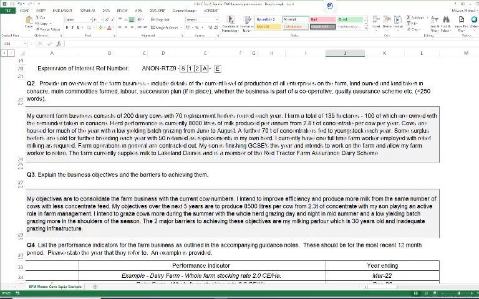Question 3. Use this question to tell us more about the barriers the business is facing in meeting its main objectives. For example, if buildings are inadequate, give more detail on their age and condition and why they are no longer fit for purpose for modern agriculture. Again, this example is about consolidating the farm business with the current cow numbers and about improving efficiency, which we'll cover later on.